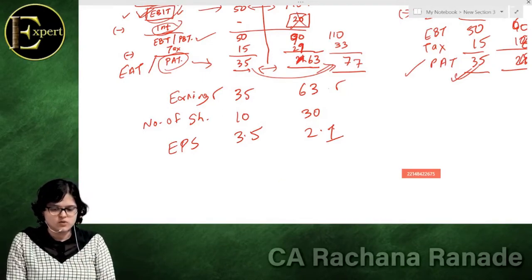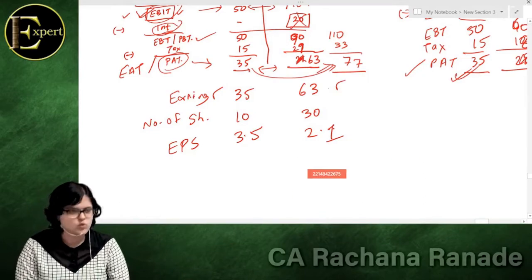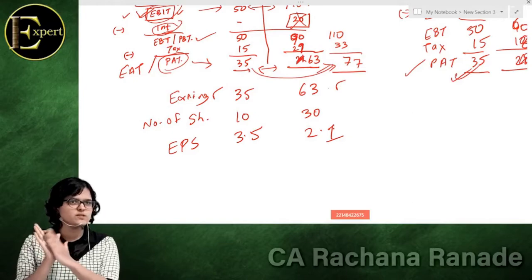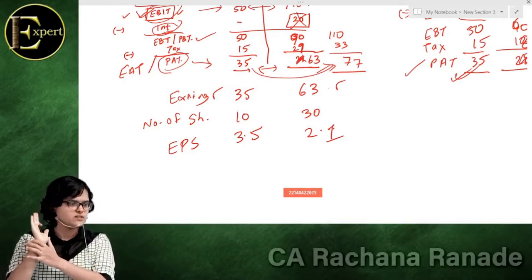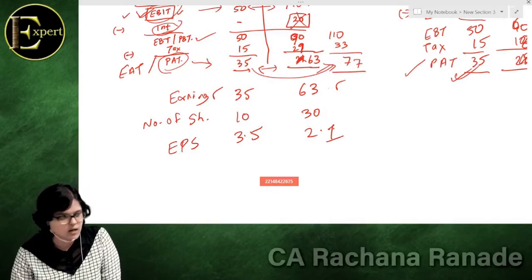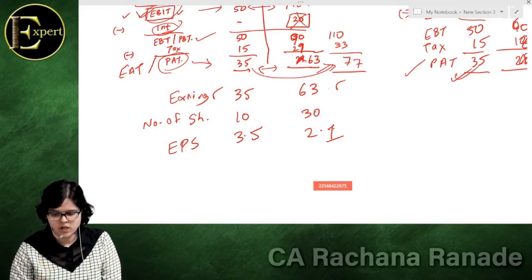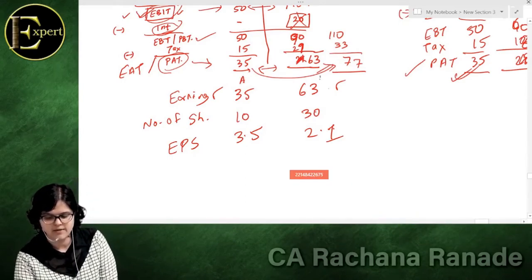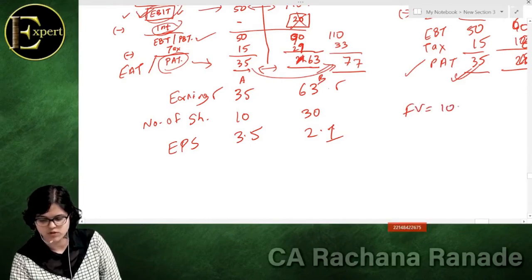Okay. So in simple words, what does this mean? You know what is the face value, no, by the way? Face value is the nominal value which is written on the face of the share certificate. That is a face value. Face value is decided by the promoters of the company. So assume that for A and for B, face value is 10 rupees only.